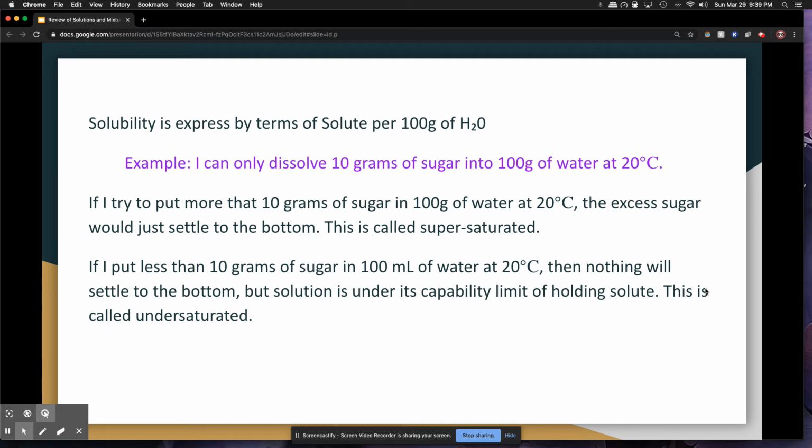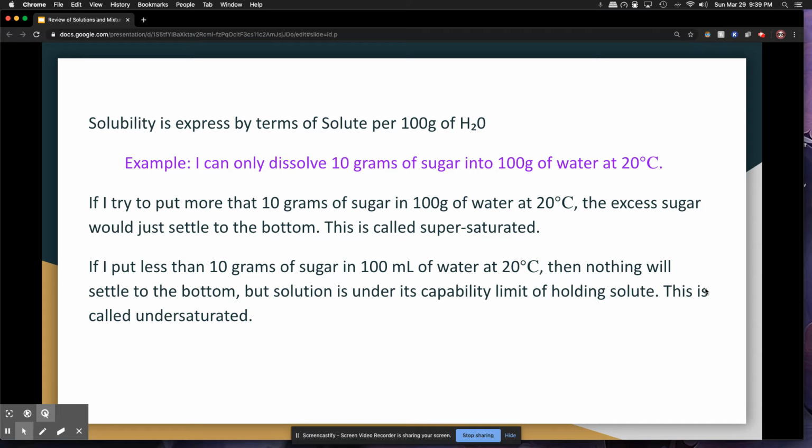Now, solubility is expressed in terms of grams of solute per 100 grams of water. Most everything, like I said, it's a universal solvent, will dissolve into water, so that's usually the standard we use. So if I were to say I can only dissolve 10 grams of sugar into 100 grams of water at 20 degrees Celsius, I have to give a specific temperature when I say this. And it can only state I can only put 10 grams.